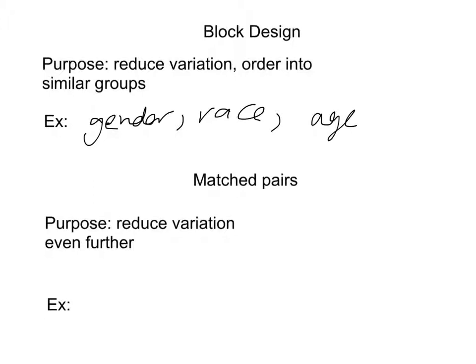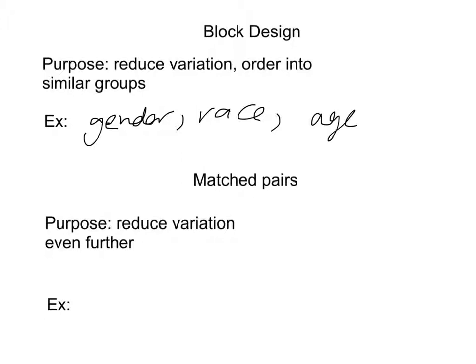And so also something is matched pairs, and this is a specialized kind of block design, and this is used to reduce variation even further. And whenever possible, always use a matched pairs design if you're able to, because it kind of reduces variation the best, because basically you have such minimized other variables.